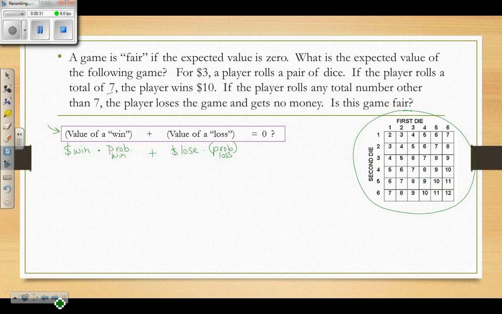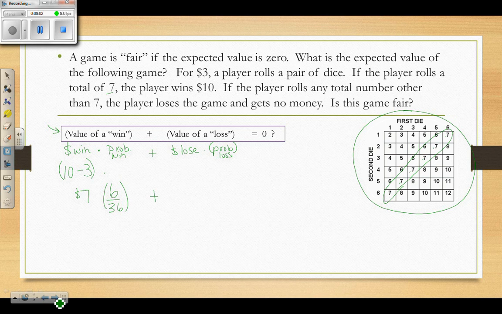Okay, let's think about how much money you get if you win. You have spent $3, so that's minus 3, but you get a total of $10 if you win. So 10 minus 3 gives you a net worth of $7 if you win this game. The probability of winning depends on how likely it is for you to roll a 7. 1, 2, 3, 4, 5. There's 6 of those, so 6 over 36 is your probability of rolling a 7.